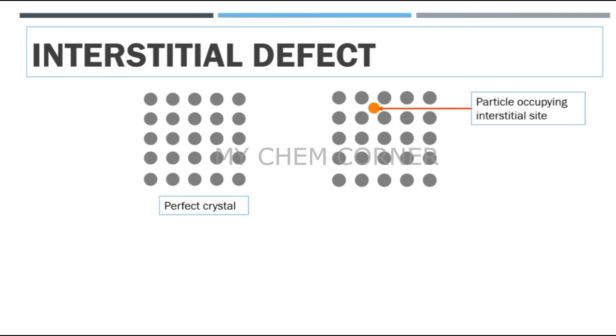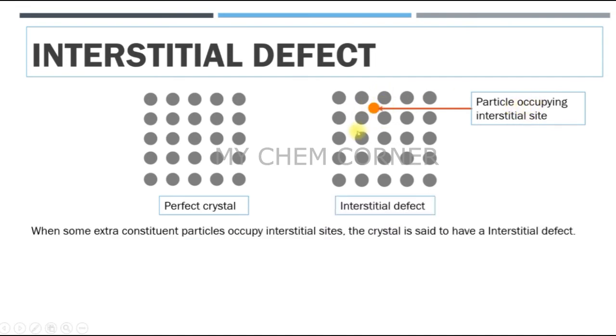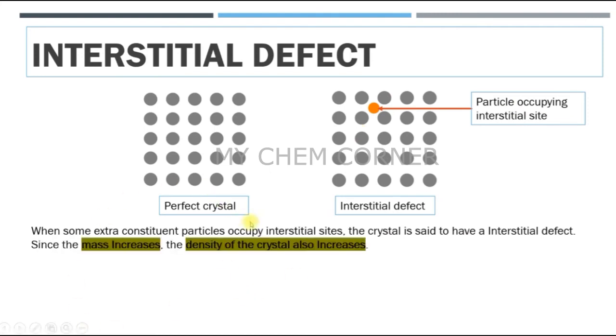The same thing here. Cations are generally smaller in size. So when you heat the crystal again, these smaller cations can fit into these smaller spaces in the crystal. These smaller spaces in the crystal are called interstitial sites. So the particle is going to occupy the interstitial site. Because a cation is introduced into the crystal lattice, the mass is going to increase. When the mass increases, the density of the crystal is also going to increase.